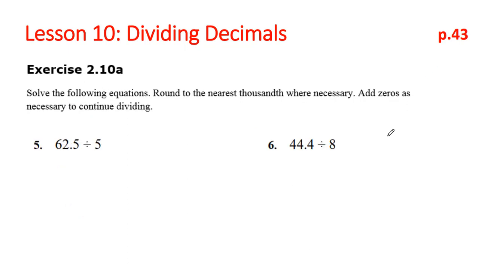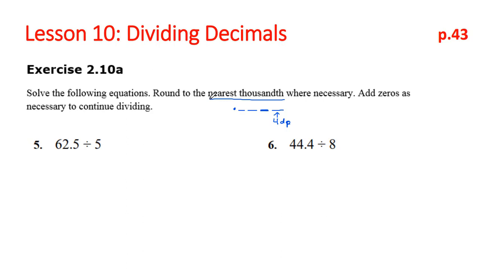I'm going to do a few select questions from exercise 2.10a. We're going to solve these equations, and if we need to, we're going to round to the nearest thousandth. That's quite far out on our decimal side, so if we look at our decimal place, we have tenths, hundredths, thousandths, so we would actually have to go to 4 decimal places. I'm going to put DP for decimal places so that we could round to the thousandths place. It's not very common, but sometimes we need to be prepared to keep adding zeros and then round our answer.